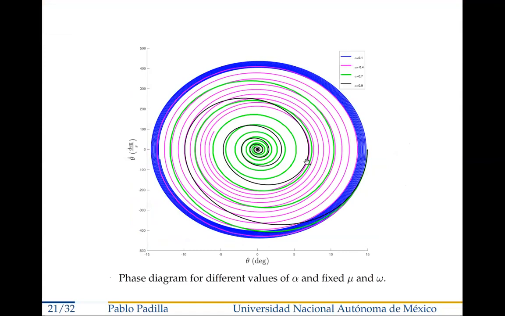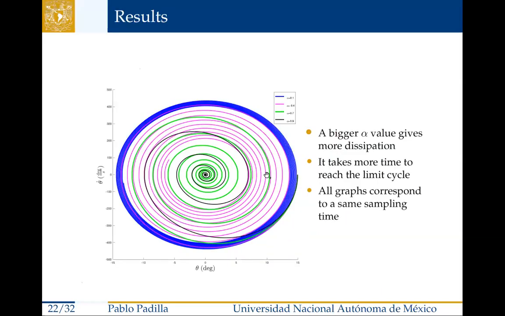Here you have pretty much the same representation but in the phase diagram, and you'll see that the smaller the alpha, the longer the time it takes the solution to go to the stable point, spiraling inwards. Whereas for bigger values of alpha, the spiraling process is faster.